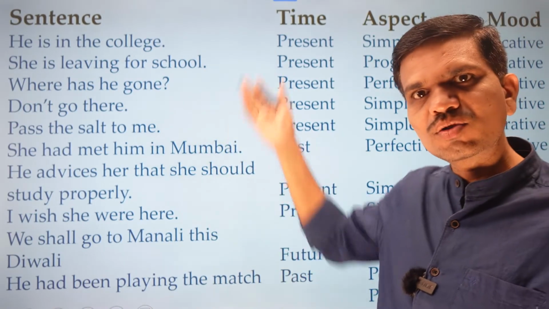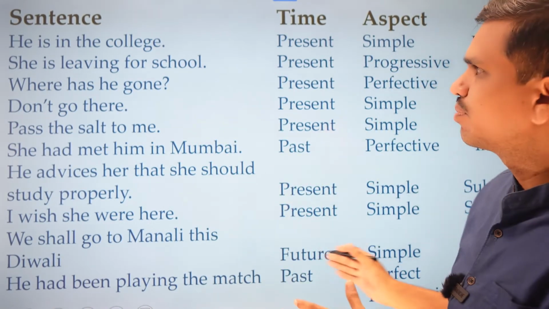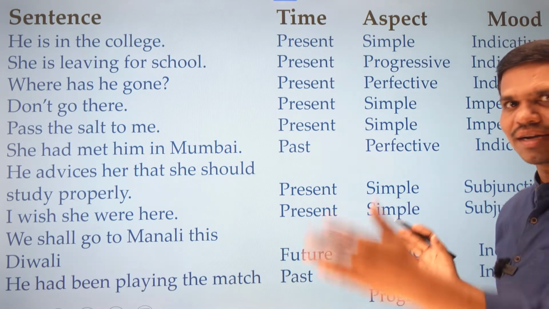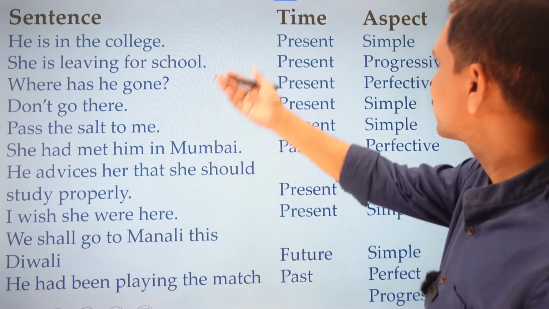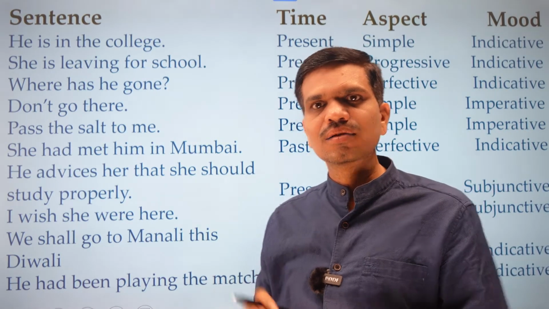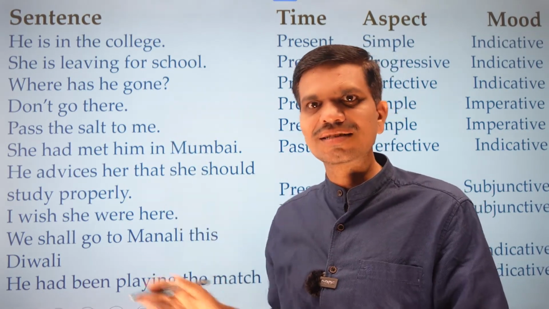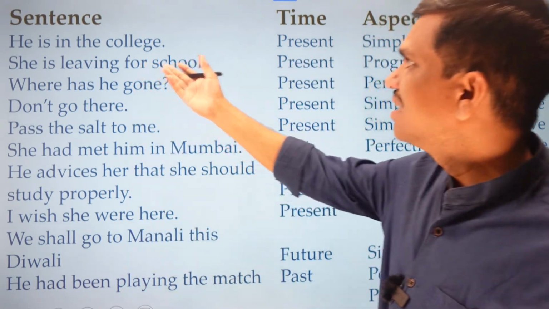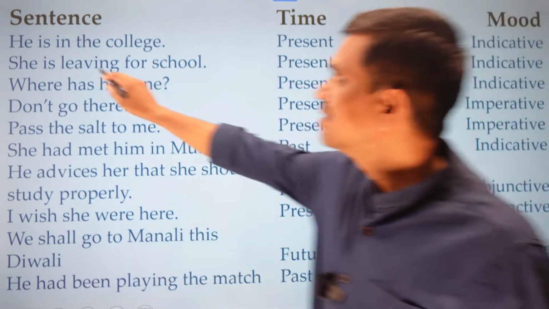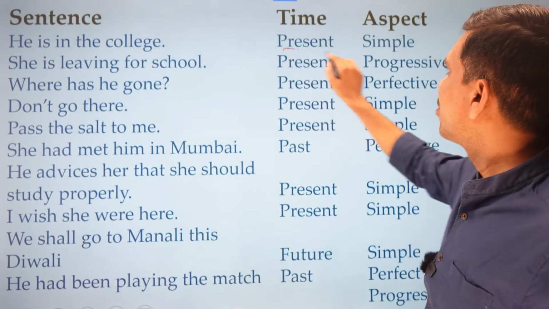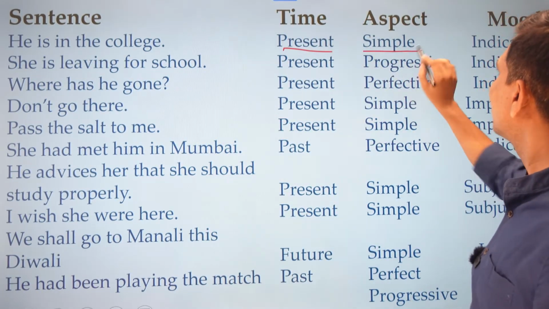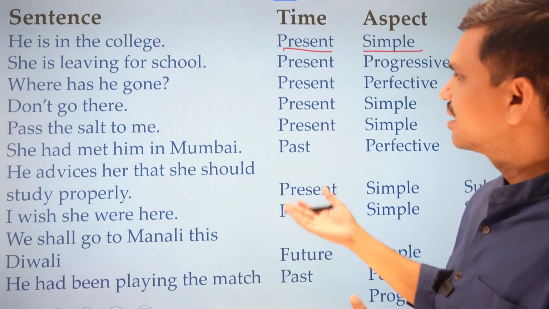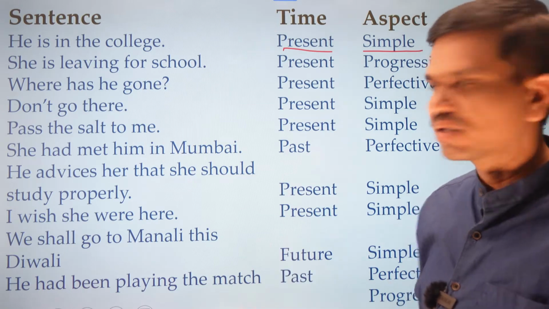Now based on all these things we have some example sentences with time, aspect and mood. We have categorized all these things. It will be more clear through these examples, and you will understand what is aspect, what is time and what is mood. First, he is in the college. Time is present, as "is in the college" expresses the present. Its aspect is simple and mood is indicative, as we have seen what is in the indicative, imperative or subjunctive mood.